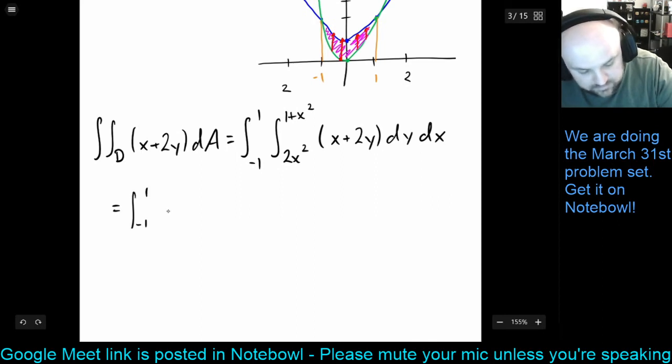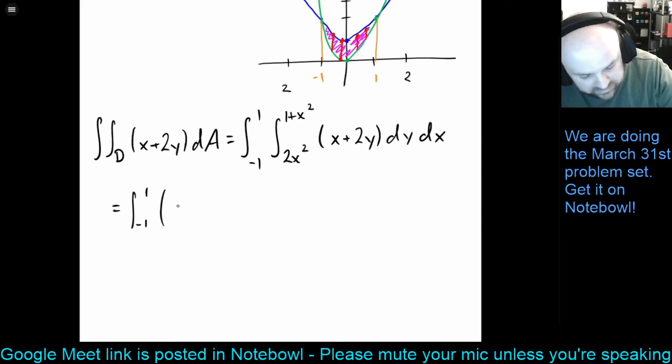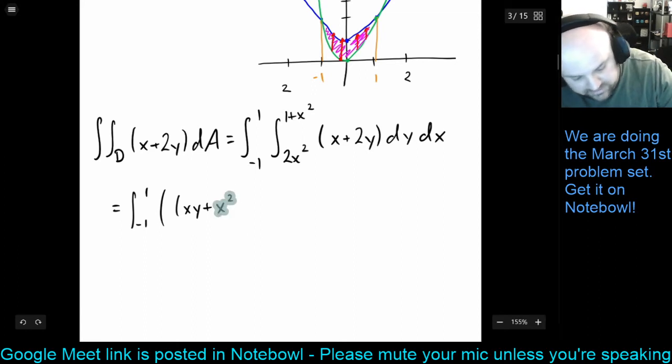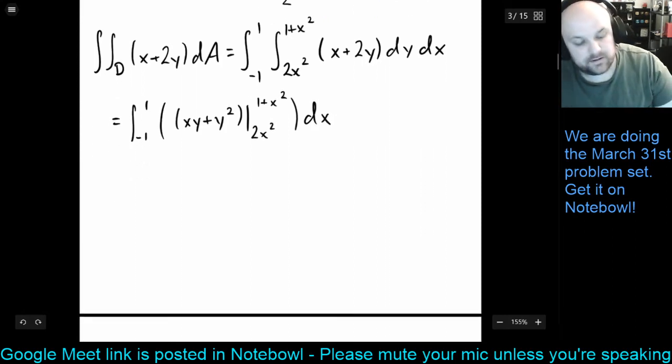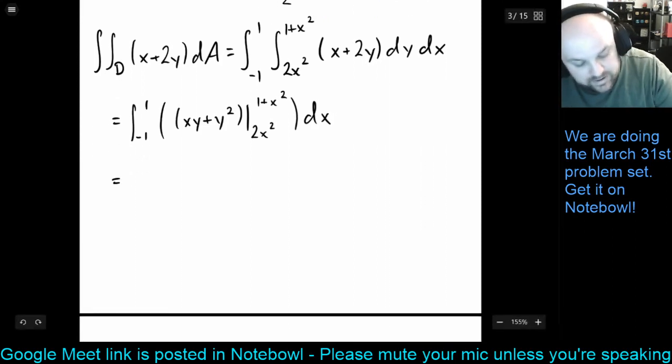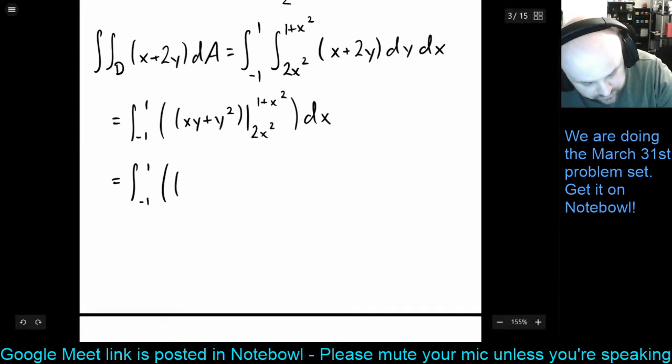So integrate this. We have the integral with respect to y, so this is going to be xy plus y squared, from 2x squared to 1 plus x squared, dx. And now we have to figure this stuff out. So plug this in, we're going to get, oh boy. Let me change this one to a square bracket so we don't have a million parentheses.